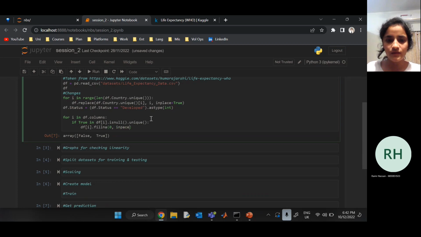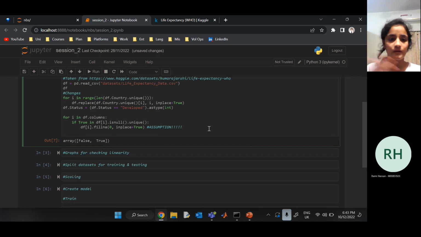Again, I'll add inplace equal to true, so I don't end up not doing this at all. Inplace equal to true. Okay. So this whole part, I'm going through each column. I'm using dot isnull dot unique to get whether there is a true or false, whether there is a true inside that array. And if true is in there, then I fill all those null values with zero. Okay. Again, this is an assumption. Do not make assumptions blindly. Just for now, for convenience, I'm doing it.